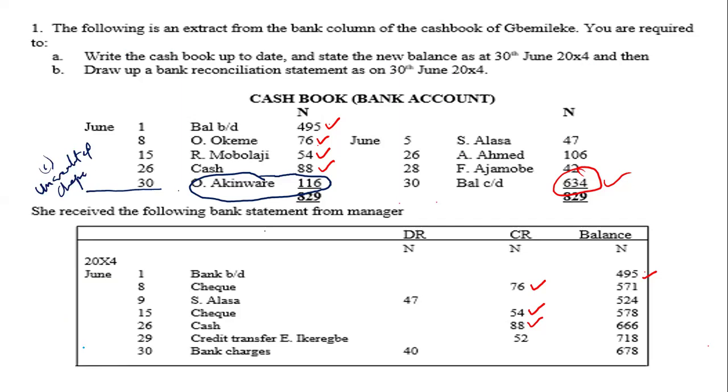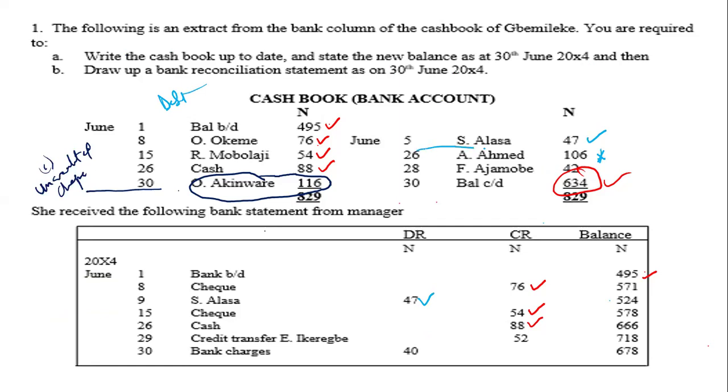Remember, we have compared what's on the debit side with what was on the credit side of the cash book. Now let's go back to the bank statement. Here we have 47. We'll go to the credit side of the cash book to compare 47. Here 47. 106, 106 is not here. 42 is also not there.